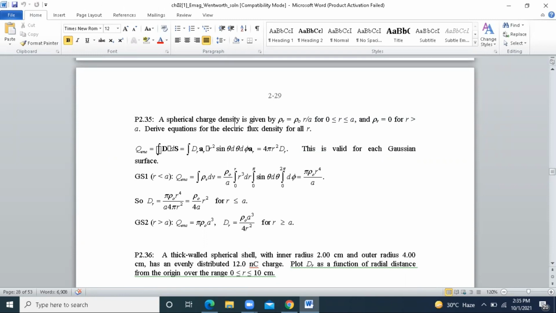A thick walled spherical shell with inner radius this and outer radius this has an evenly distributed 12 Coulomb charge. This is the same plot, so it's going to be a MATLAB thing.